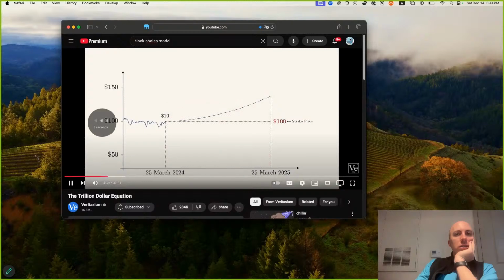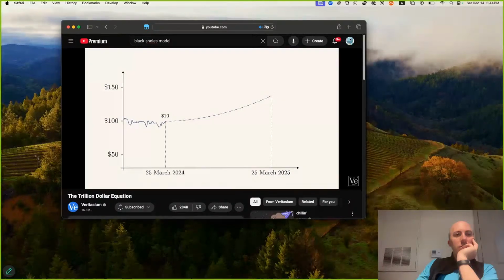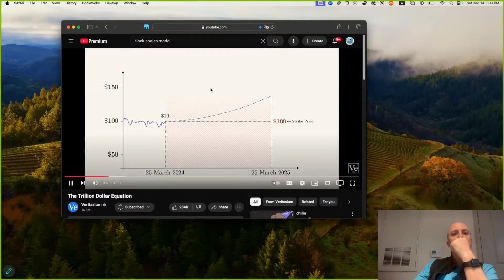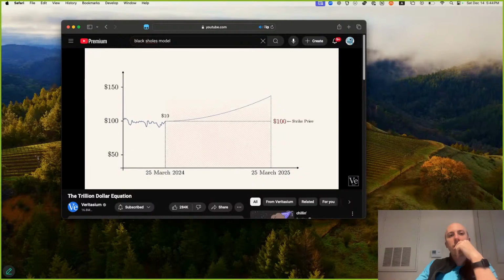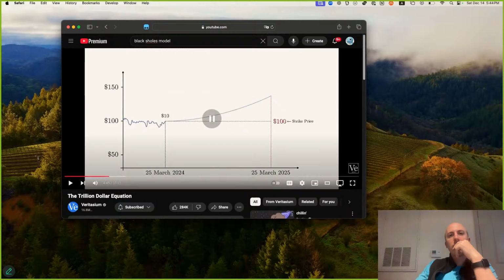You could buy a call option for $10 that gives you the right, but not the obligation, to buy Apple stock in 1 year for $100. That is the strike price. Just a little side note, American options can be exercised on any date up to the expiry, whereas European options must be exercised on the expiry date.